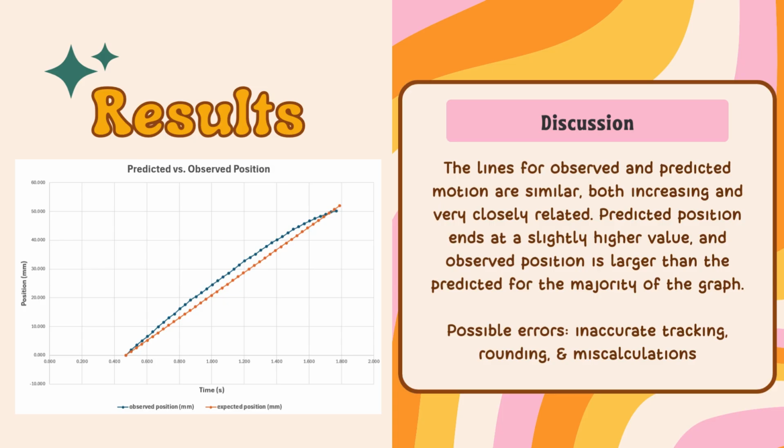And for our results, the predicted versus observed position, we saw that they're very similar. For most of the time increment, observed position was greater than the predicted position, but at the end, predicted position ended at a higher value. Some possible errors would be inaccurate tracking using the software, and also rounding, since we only used 2 decimal places and put it into the predicted position code. It could have caused some slight differences and also miscalculations.